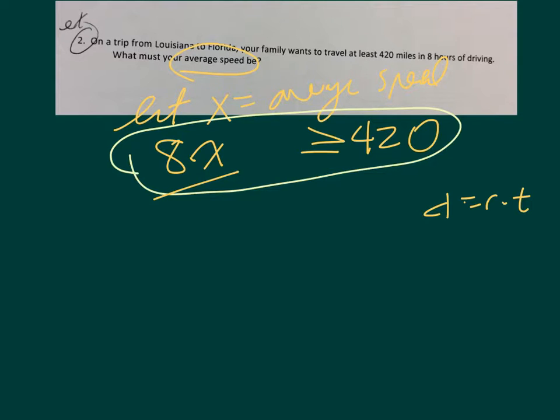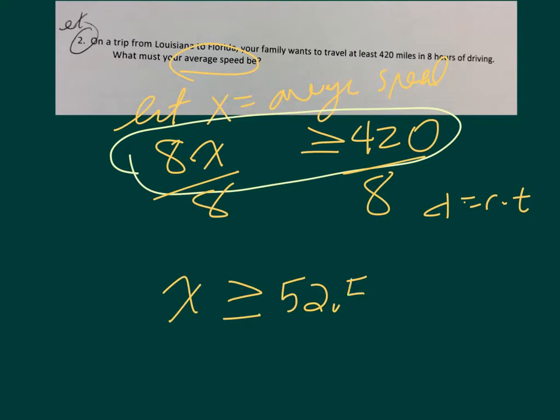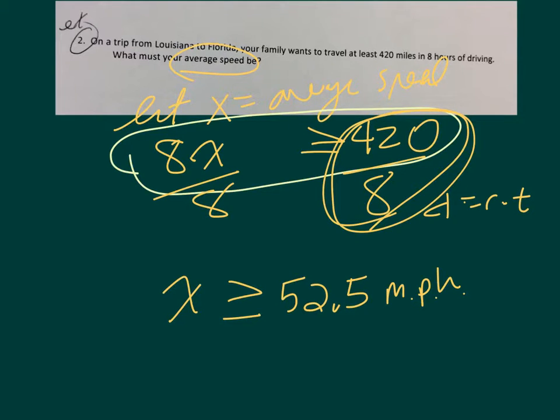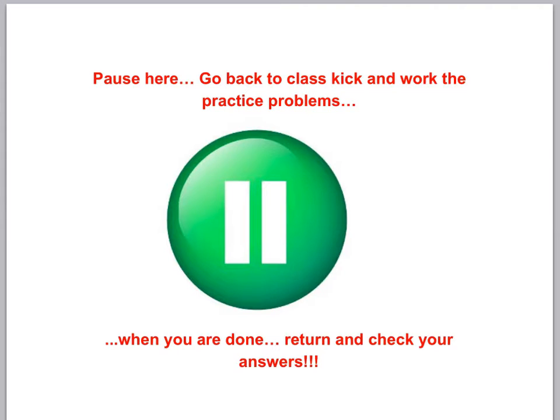That means I'm going to divide both sides by 8, and x is going to be greater than or equal to 52.5, and our label there is miles per hour. MPH is fine with that. Now again, just divide here when you're ready to do that. Alrighty, so pause here, go to class kick, work one real quick, and it'll come right back to me.